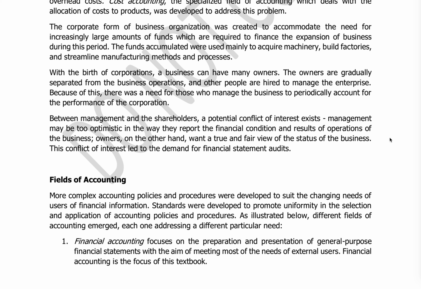Then it evolved until it was no longer manual, and our accounting became technologically advanced too. We don't use manual books anymore. We use different systems, accounting systems. So, accounting has evolved, but from the very beginning, it is already existing.